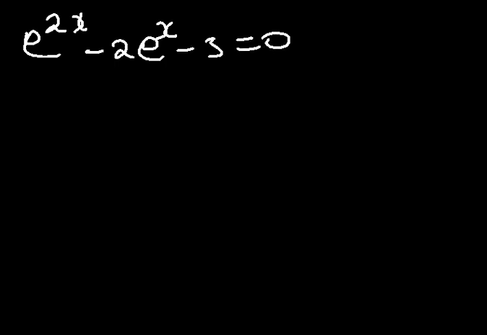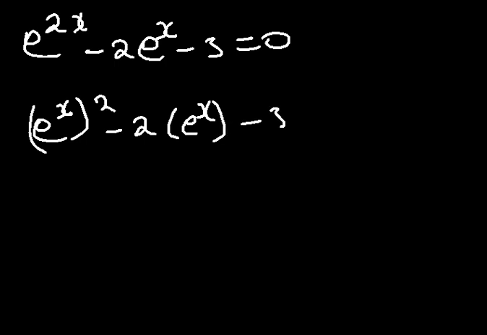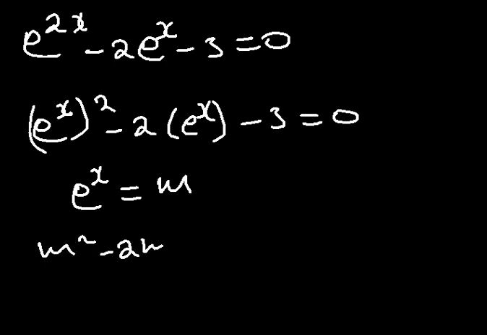And also try to think about this one as well. Let's say we have e to the power 2x, minus 2 e to the power x, minus 3 is equal to 0. So we can use the same approach as well. In this case we'll have e to the power x all squared, minus 2 e to the power x, minus 3, which is equal to 0. Let e to the power x be equal to m. So we'll have m squared minus 2m minus 3 equal to 0.